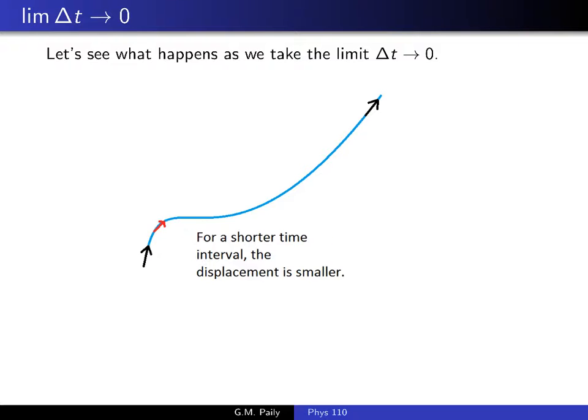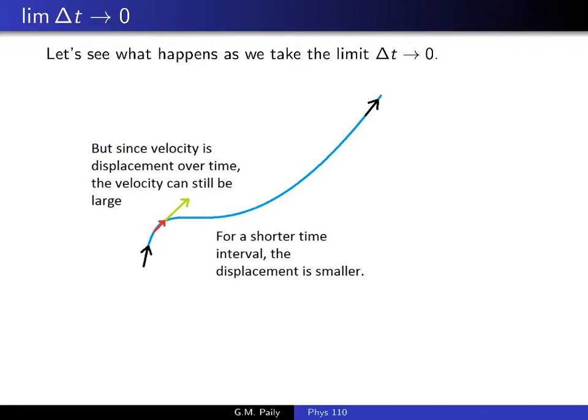But the velocity, remember, is delta r over delta t. So even though delta r has a smaller magnitude, delta t is also smaller. And so the ratio, delta r over delta t, which gives you the velocity, can still be large. Here, this red arrow is the displacement, and this green arrow, which goes from here to here, is the velocity. You can see that they have the same direction, but they are scaled differently.